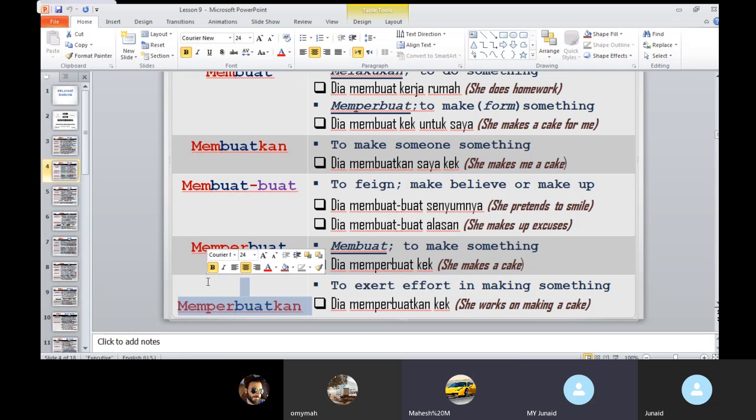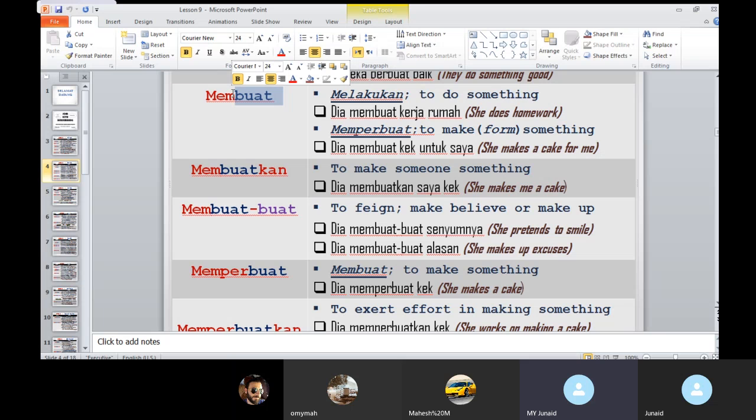So for this verb, just remember buat-buat, which means to fake, and then buat, to do something. It's only two. Buat and buat-buat. So buat, to do something. Buat-buat, to fake or to pretend. Memperbuat, to make something. You just say buat. You don't say berbuat. Just say buat.